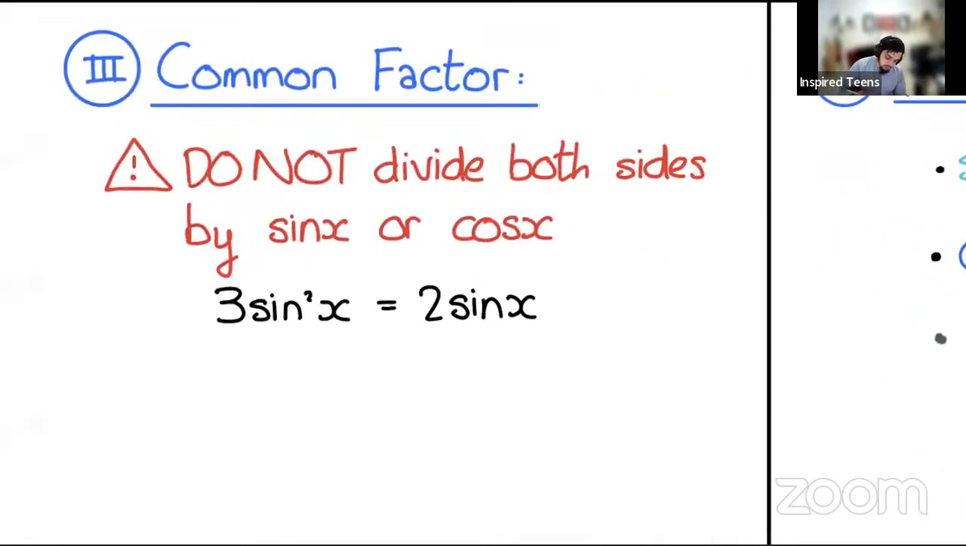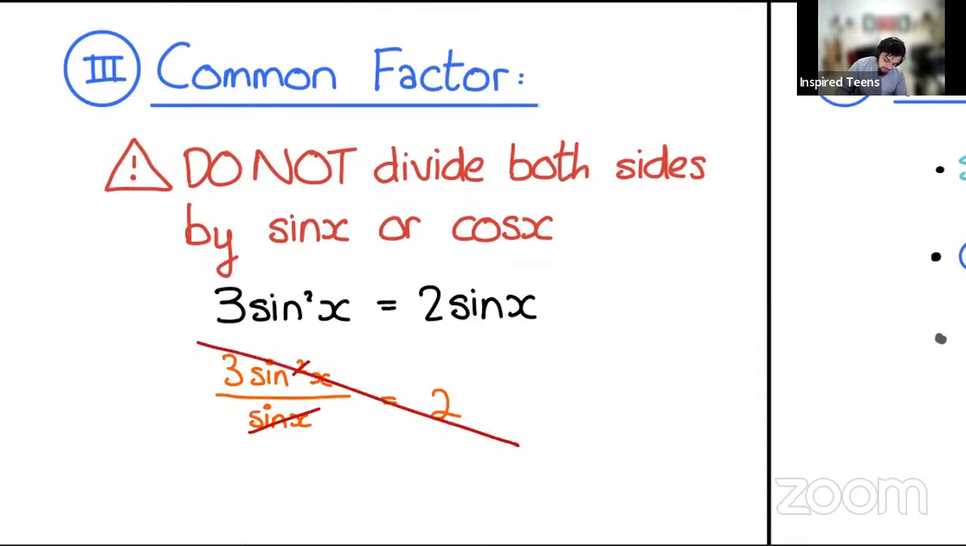However, if we look at this example, and you think, oh wait, I can divide both sides, or I can even just take this sine x over, make this 3 sine squared x over sine x is equal to 2. And then I can cancel one of those on top and one of those at the bottom.